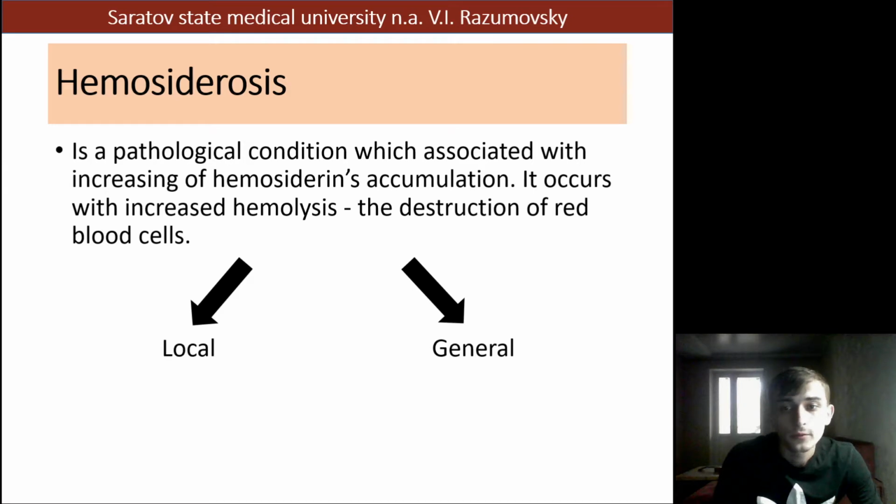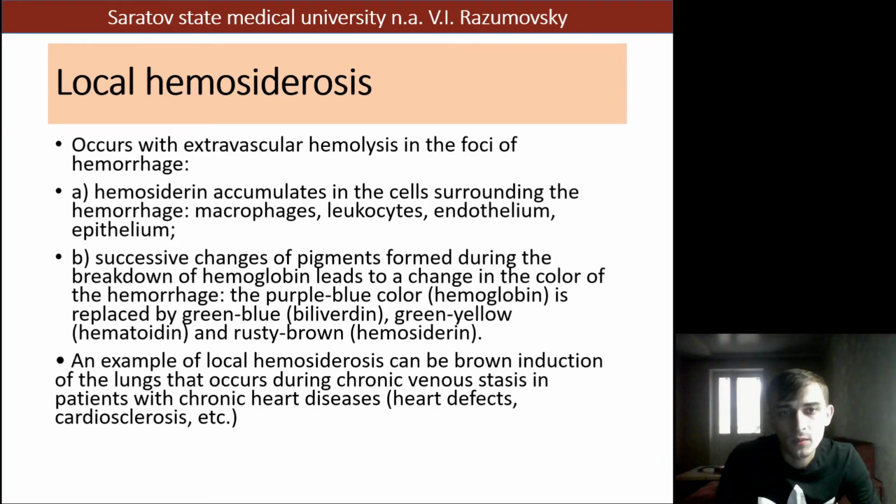Derangement of content of hemosiderin is called hemosiderosis. This condition is associated with increasing of this level, and hemosiderosis may be local and general. First of all, we should talk about local hemosiderosis. It occurs with extravascular hemolysis in the foci of hemorrhage. Hemosiderin accumulates in cells surrounding the hemorrhage.